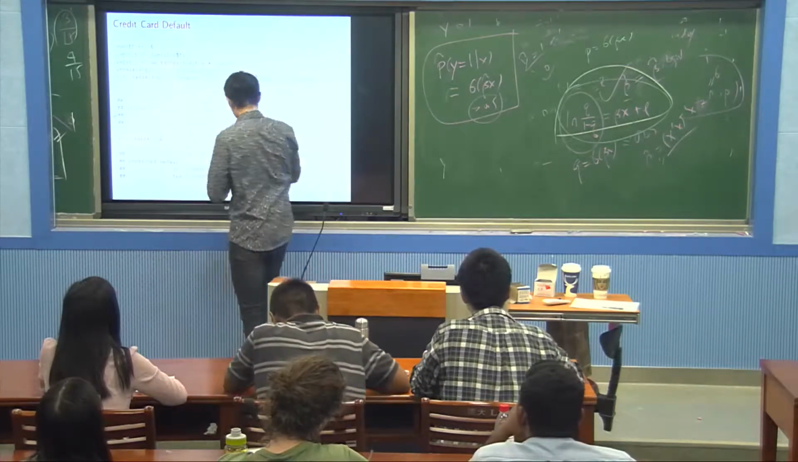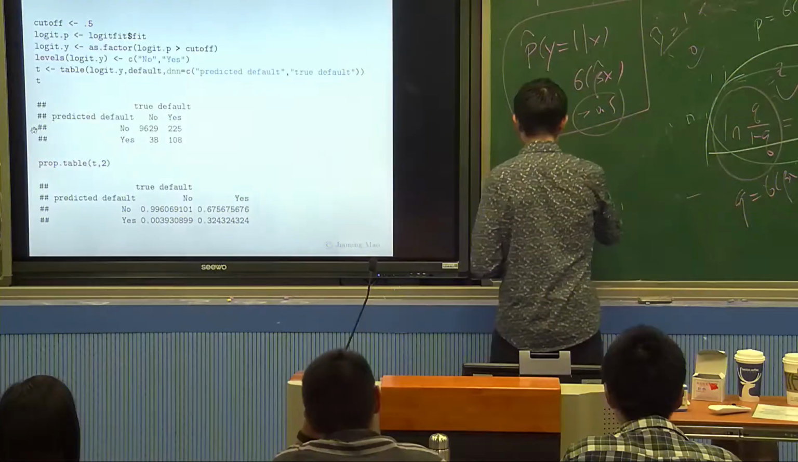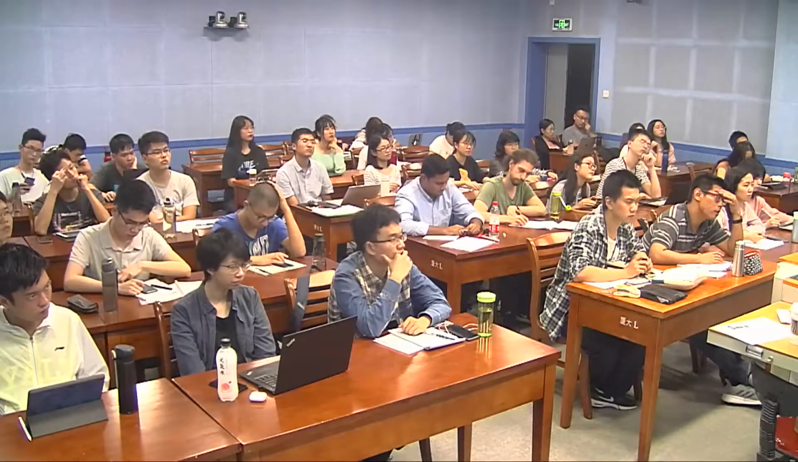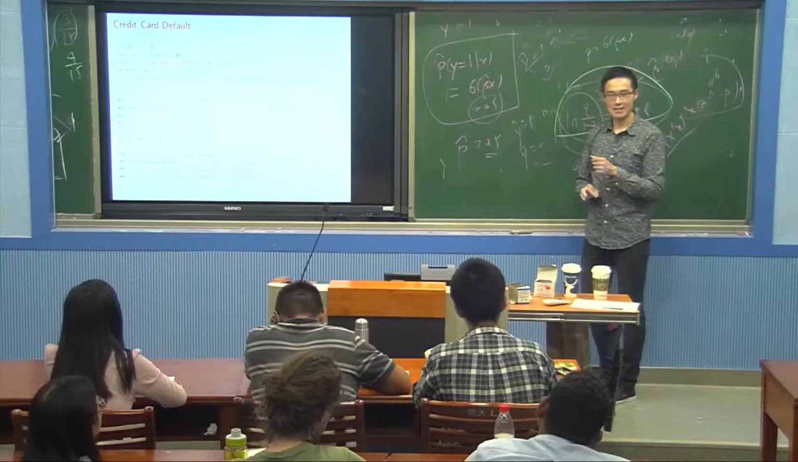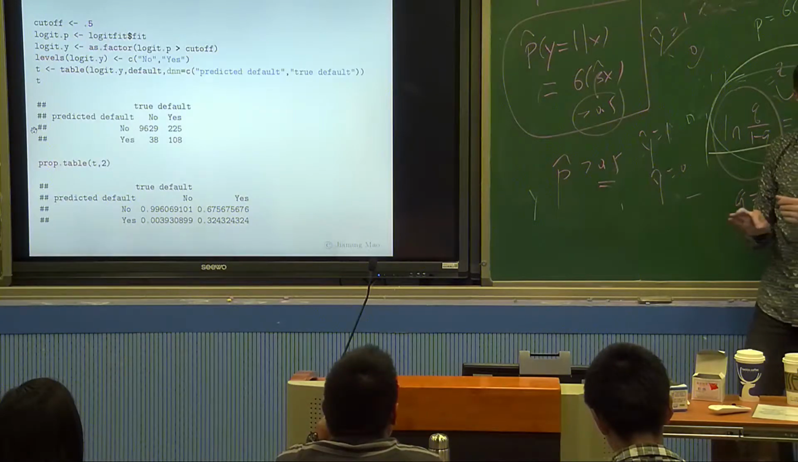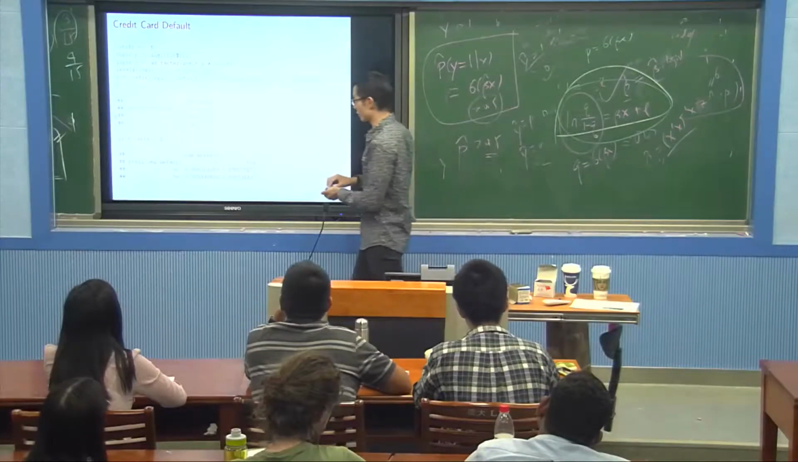Based on this estimated probability, if it is larger than 0.5, here the cutoff is 0.5, this thing is the cutoff, okay? If it's larger than the cutoff, which is 0.5, I'm going to say y hat equals 1. Otherwise, I'm going to say y hat equals 0. Let's see how many errors I make. What are my classification errors?